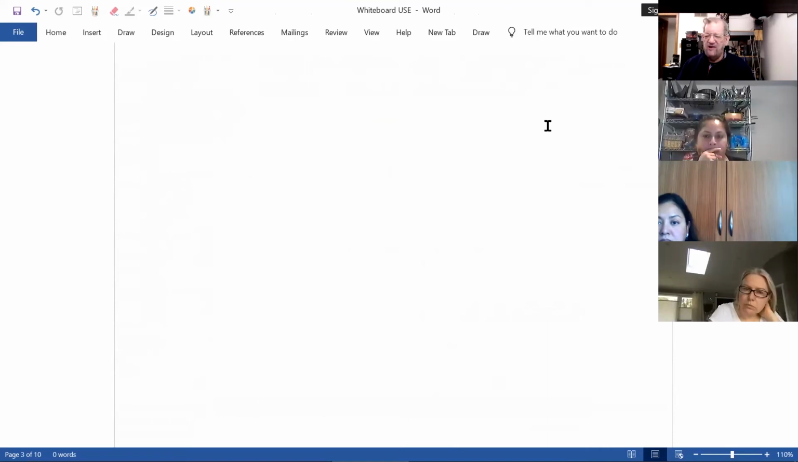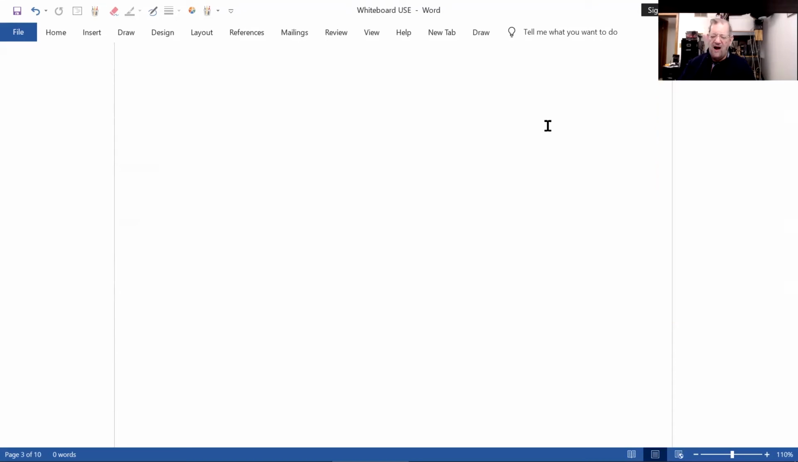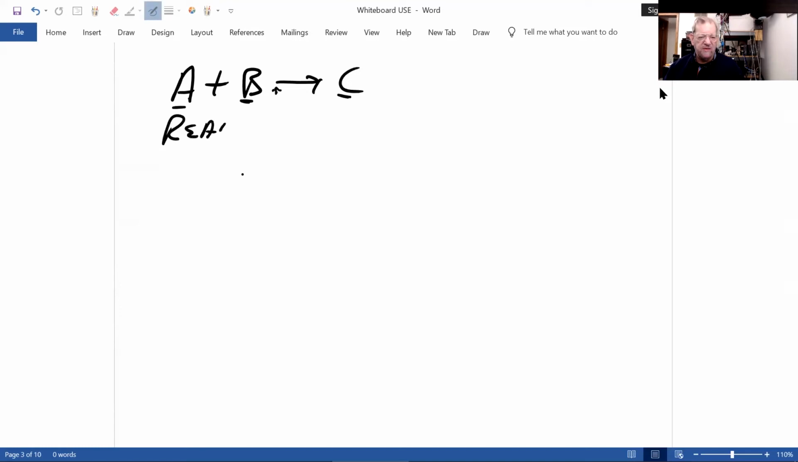Everybody see the plain white sheet on the screen? Thank you. All right, let's do a very simple chemical equation. What this means is A plus B makes C. Whatever is at the base of the arrow, in this case on the left, are called the reactants. And you should know this.